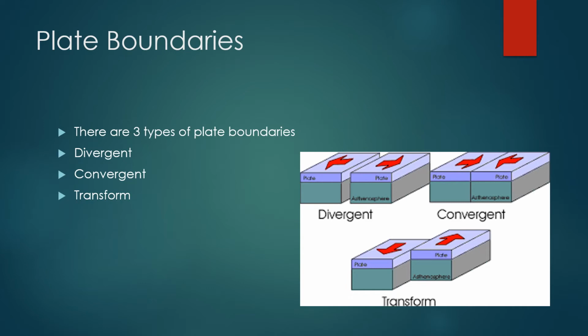So there are three different types of plate boundaries. You have divergent, convergent, and transform boundaries. This is where plates are coming in contact with each other. Okay, they either meet, move away from each other, or slide across or side to side, parallel to each other, if you will. Okay, so I'm going to go through this.